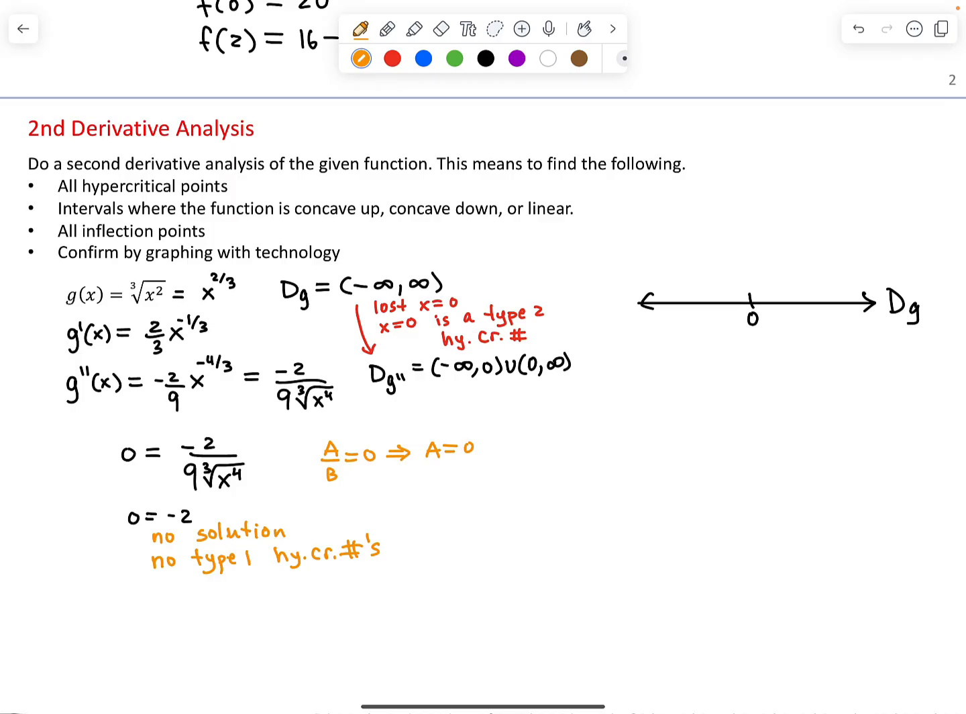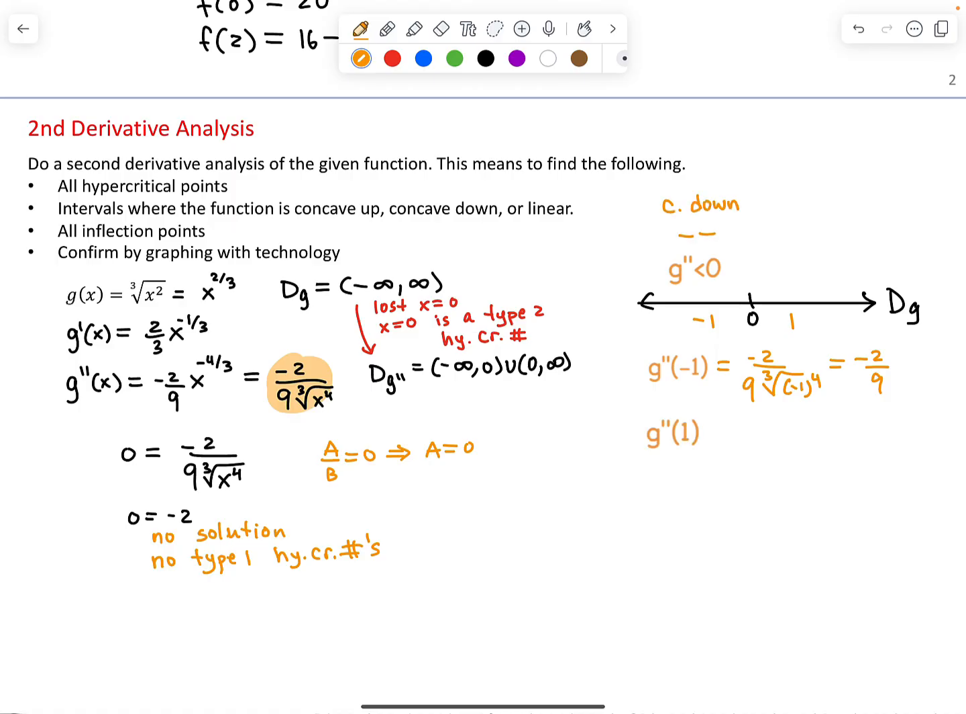We pick test numbers, -1 and +1, and plug these into the second derivative. I'll plug into this version of our second derivative. Plugging in -1, we get -2 over 9 times the cube root of (-1) to the 4th. Well, that (-1) to the 4th will go to +1, and the cube root of +1 is +1. So in the end, we get -2/9. But what matters is that the second derivative is negative. So I'll put two minus signs and conclude concave down.